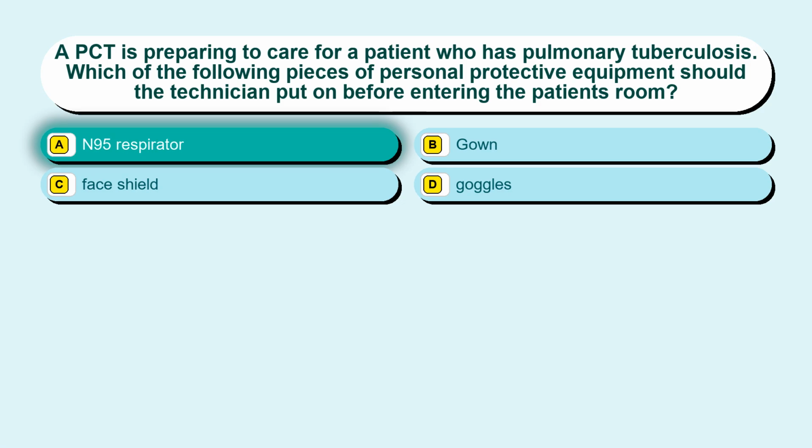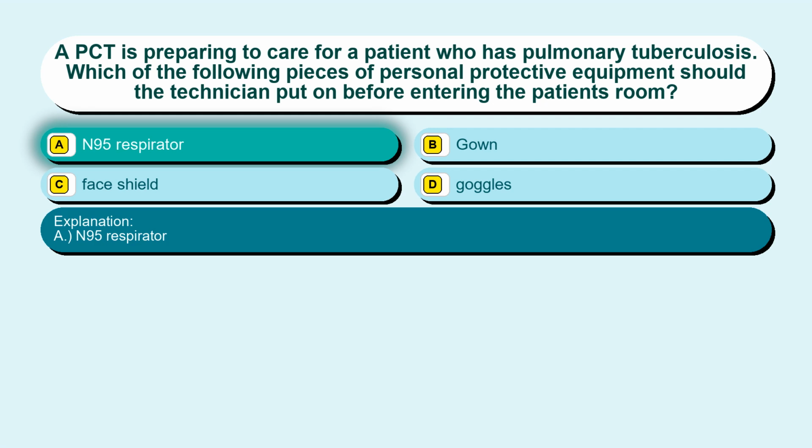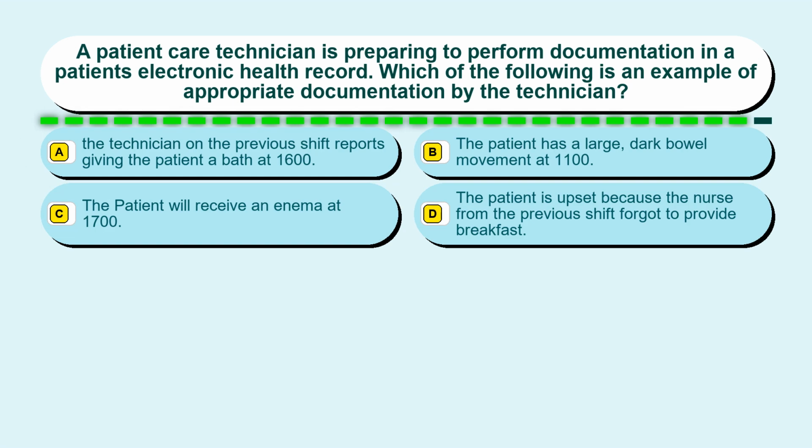The correct answer is option A, N95 respirator. Question 19. A patient care technician is preparing to perform documentation in a patient's electronic health record. Which of the following is an example of appropriate documentation by the technician?